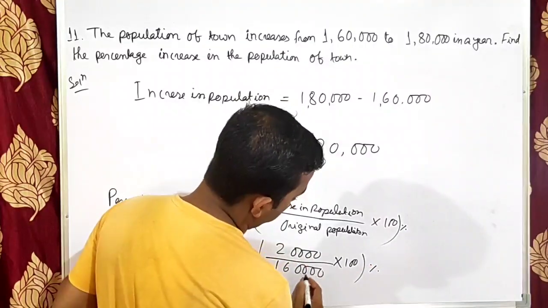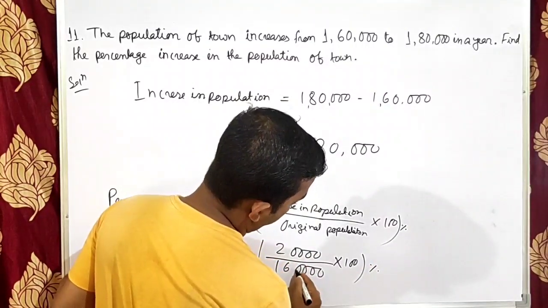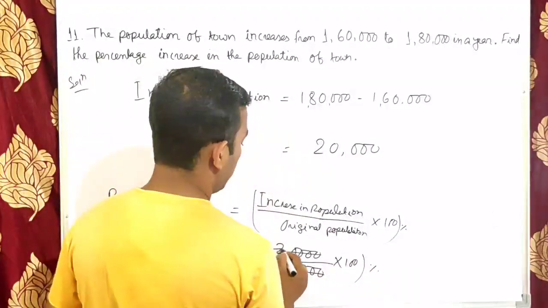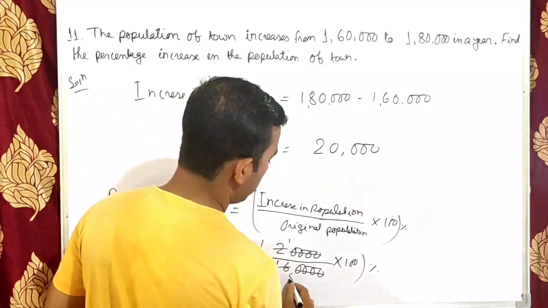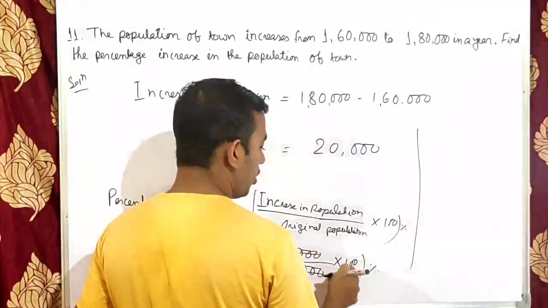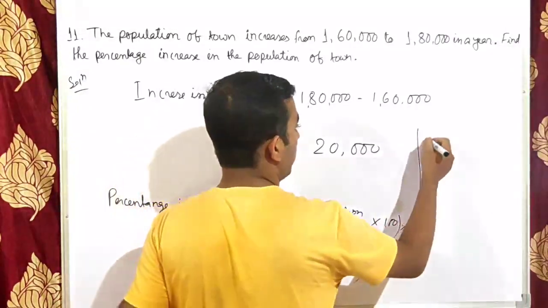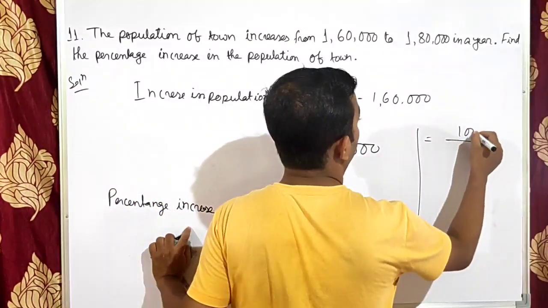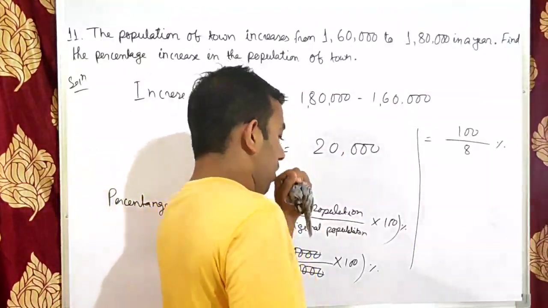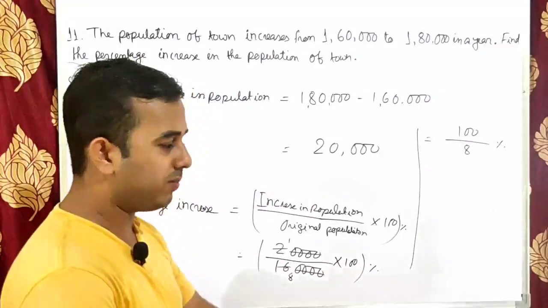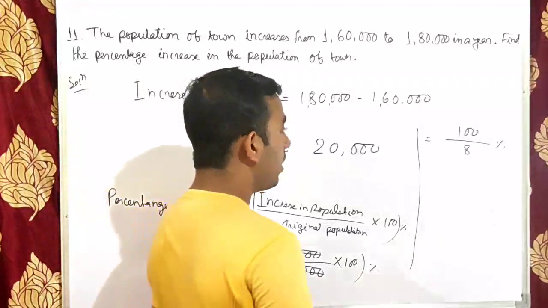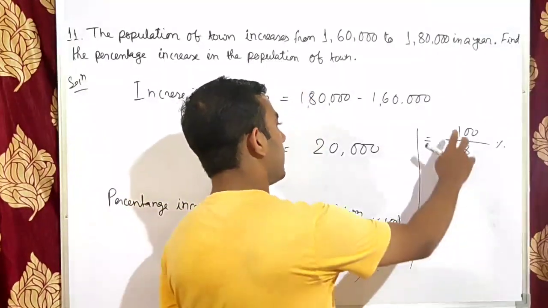Look here, 4 zeros, and here also 4 zeros. They got cancelled. Now 2 into 1 is 2, 2 into 8 is 16. Up to this clear? So now numerator into numerator multiply: 1 into 100 is 100. 100 divided by 8%. Sorry, my health condition is bad. So now this is the percentage increase.